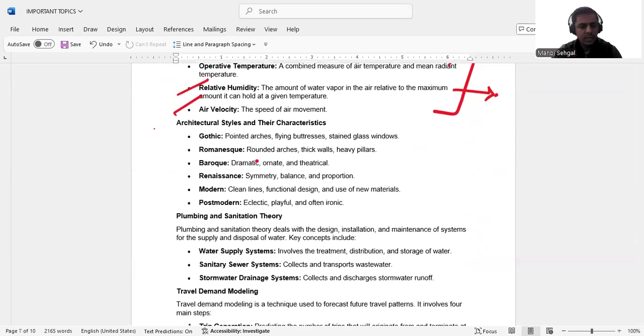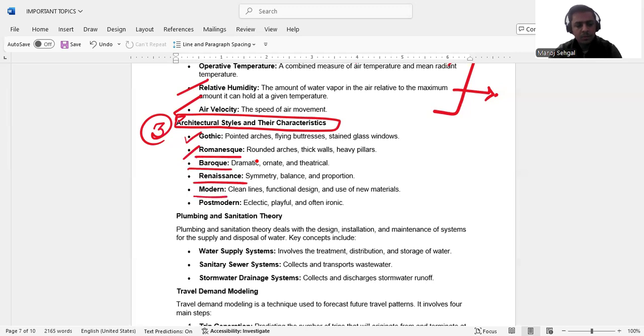Moving on, we have the case of various architectural styles and their characteristics. For example, we could discuss Gothic architecture, Romanesque architecture, Baroque, Renaissance, modern architecture, and postmodern architecture. And moreover, most importantly, there will be some sort of characteristic, some sort of pattern, some sort of design parameter that would definitely be attached with these architectural styles.